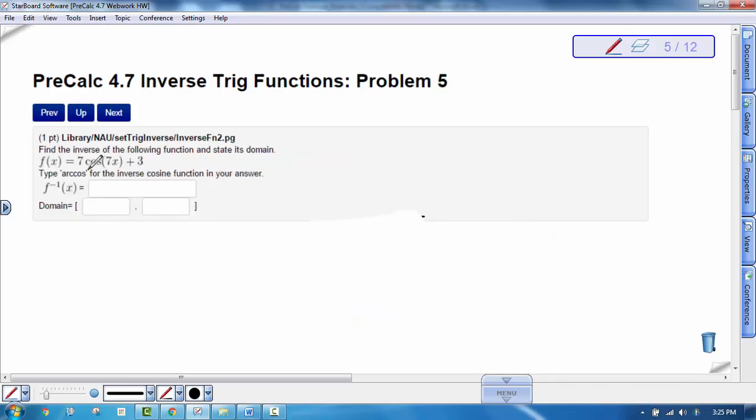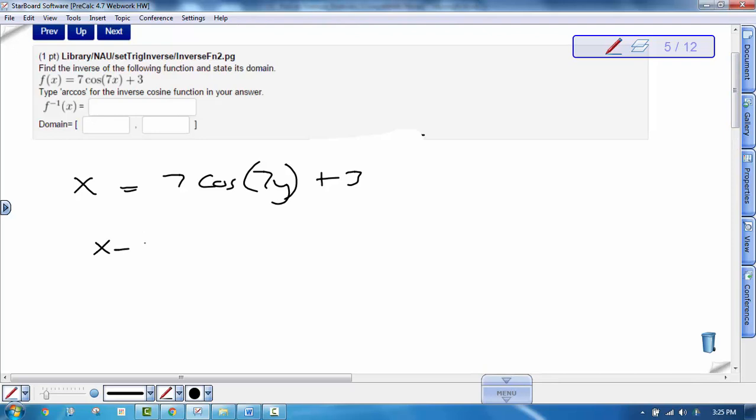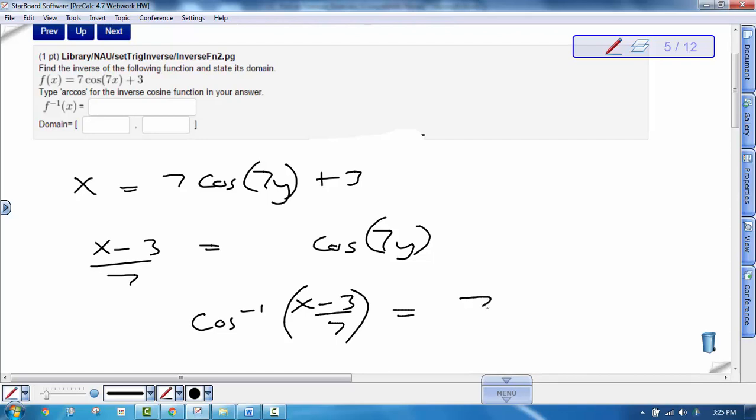All right, the next problem gives us this cosine function that's been shifted and stretched, and it wants us to find the inverse. To find inverses, we switch x and y, so I'm going to call this x now, and I'm going to call this y. And I'm going to solve for y, so I'm going to subtract 3 from both sides, and then I'm going to divide by 7. And then I'm going to take the inverse cosine of both sides. Inverse cosine of (x minus 3) over 7 equals 7y.